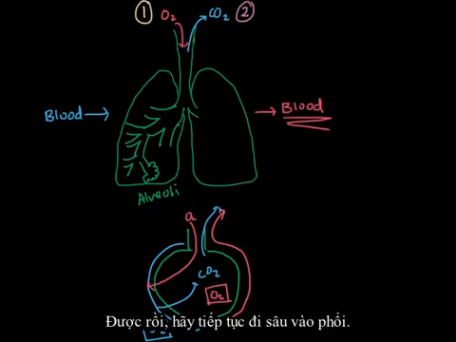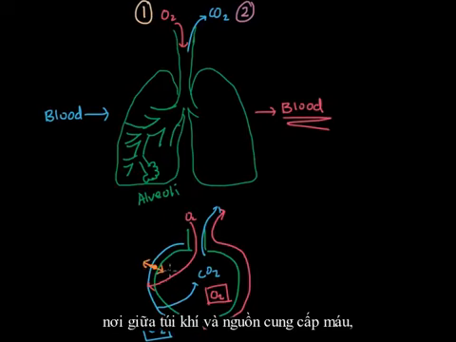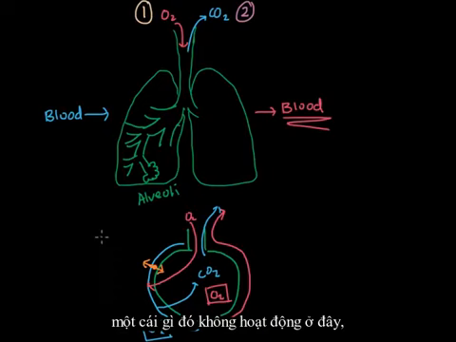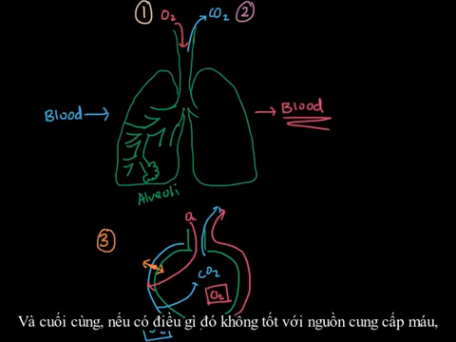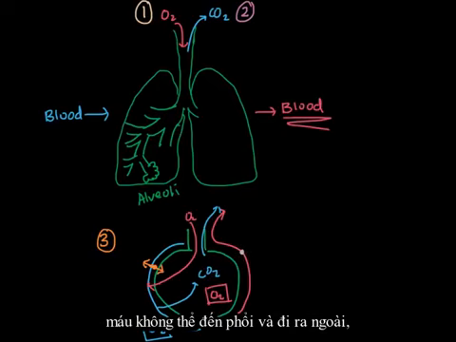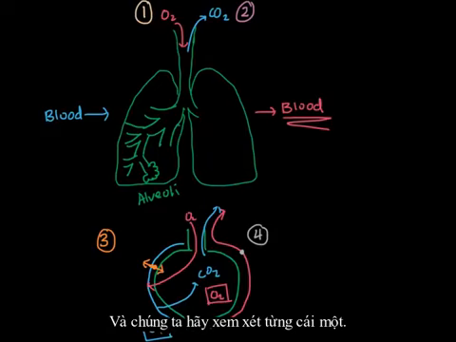All right, to keep going, let's go further into the lungs. Here at the alveolus, I would say number 3 is something going on with this exchange process, where between the air sac and the blood supply, something is not working there. So that's number 3, that's the exchange. And lastly, if something is wrong with the blood supply, blood cannot get to the lungs and come out, that would be number 4. So I think these are the 4 big categories of lung diseases. And let's go through them one by one.